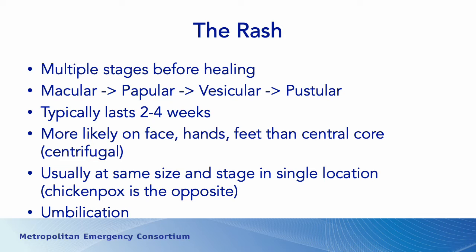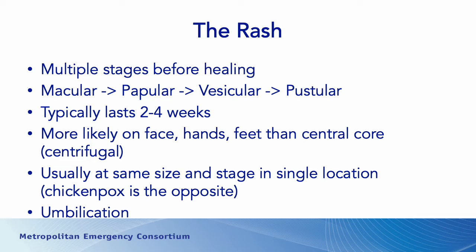The rash typically starts first on the face, hands, and feet, and then moves central. It's called centrifugal, meaning it moves inwards. This is the direct opposite to chickenpox. Chickenpox is what you're more likely to see. Chickenpox is on the differential list of what you need to consider when you see a person with rash. So, if the rash starts on the hands and feet and then moves centrally, it's more likely smallpox or monkeypox. If it starts centrally and then spreads outward, it's more likely to be chickenpox.